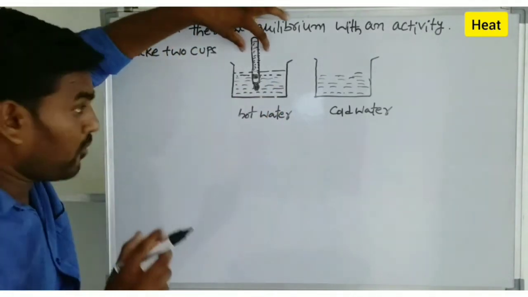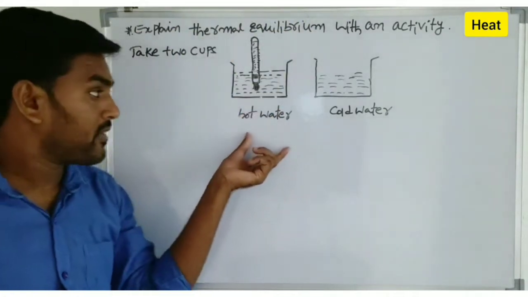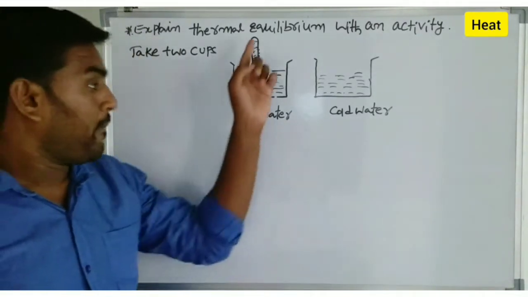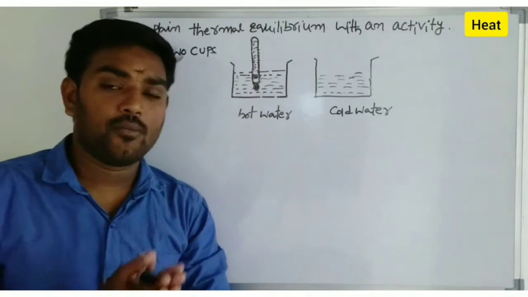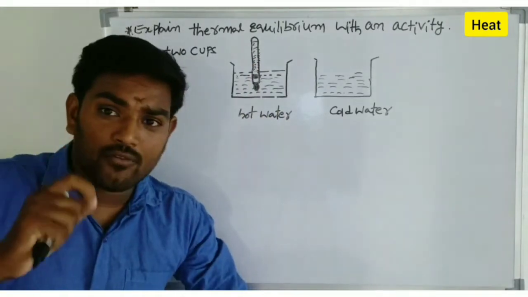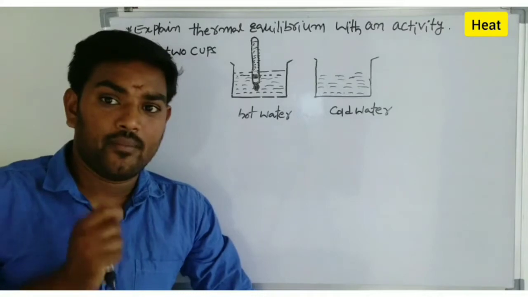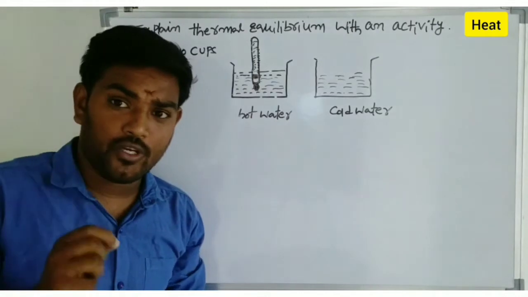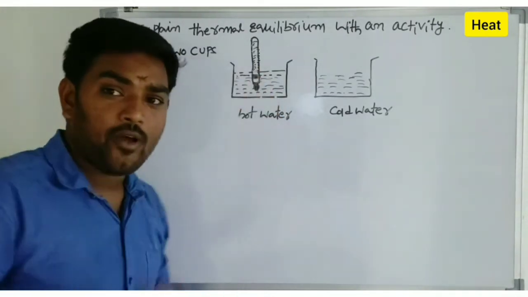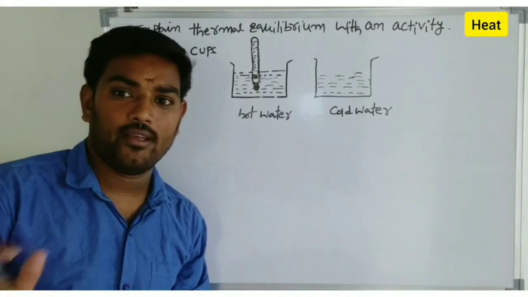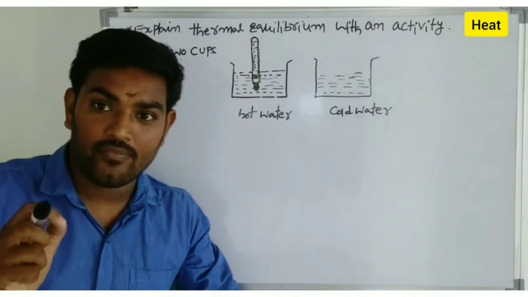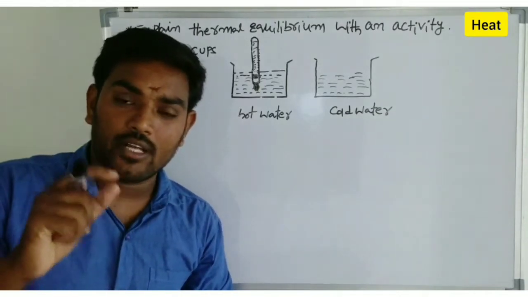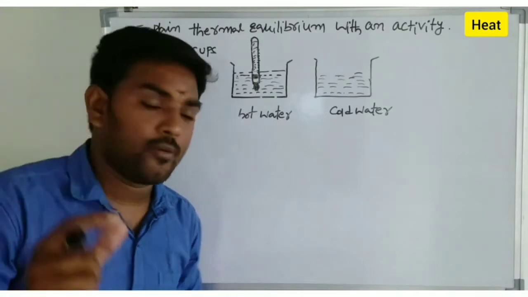So this is hot water, another with cold water. Take a laboratory thermometer and put it in hot water. Observe the mercury level of the thermometer. The mercury level of the thermometer rises from its initial position due to heat transfer from the hotter body to the colder body.